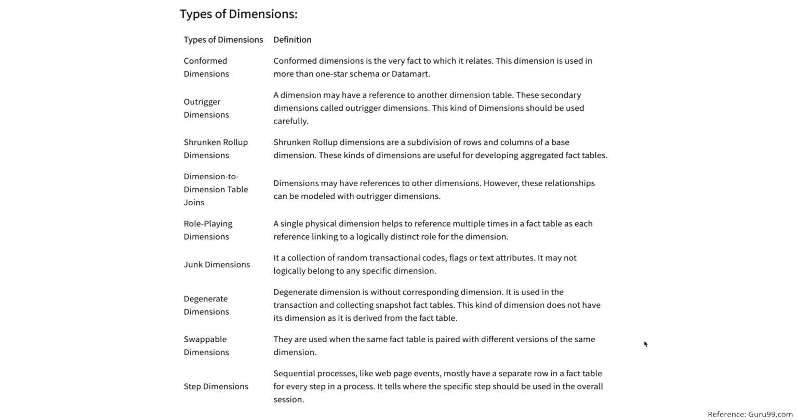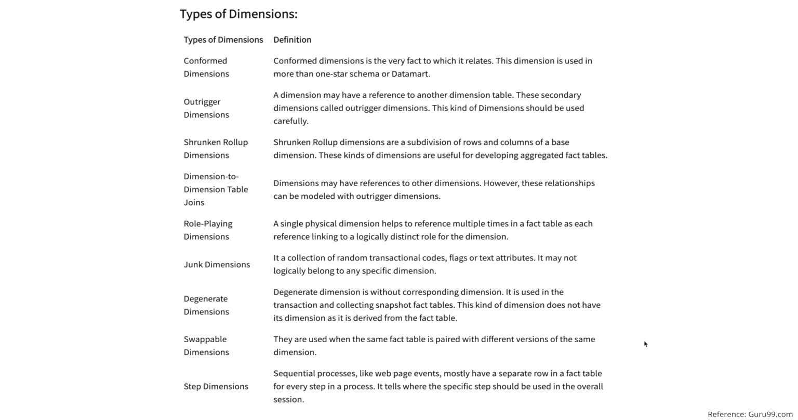Then it comes with the shrunken rollup dimension. Shrunken rollup dimensions are subdivisions of rows and columns of a base dimension. These kinds of dimensions are useful for developing aggregated fact tables. Dimension to dimension table joins. While it's very important, dimensions may have reference to other dimensions as I just discussed. It can be product to subcategory as well. However, these relationships can be modeled with outrigger dimensions. As I have just given you example of country, states, etc.